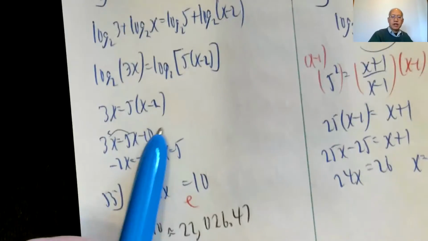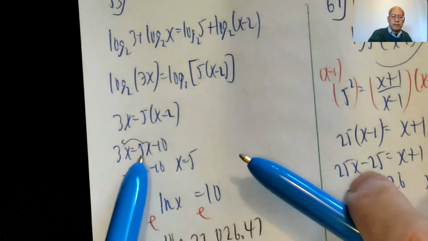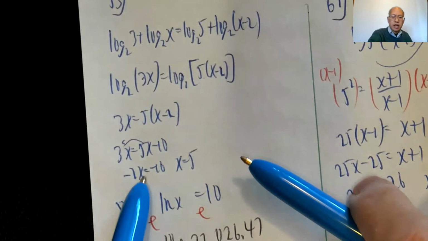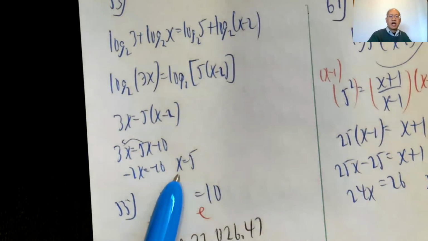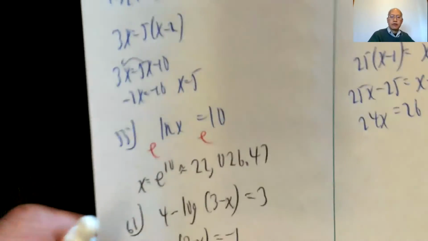3x equals 5 times x minus 2. That's pretty easy, hopefully. 3x equals 5x minus 10. Subtract 5x, negative 2x is negative 10. X is equal to 5. And a quick double check, if I plug back in 5, I don't have any negatives anywhere for log, so I'm good.